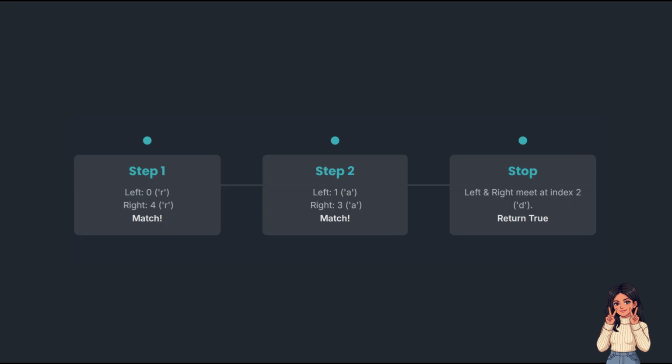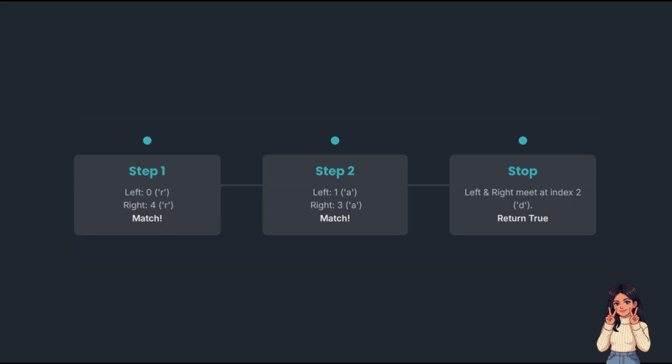Now, left pointer is at index 1, that is A, and right pointer is at index 3, that is A again. And we check that again and they match too. So we move them inwards. Left pointer becomes 2, right pointer becomes 2. And they are both the same again. So the loop stops cleanly and the function returns true.